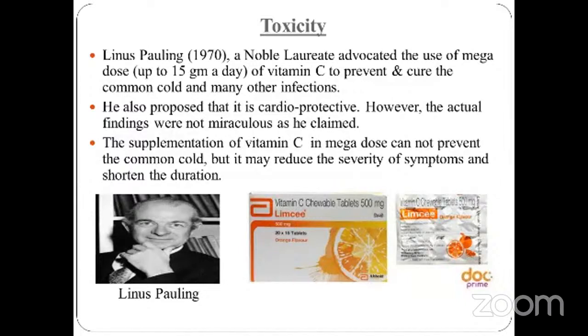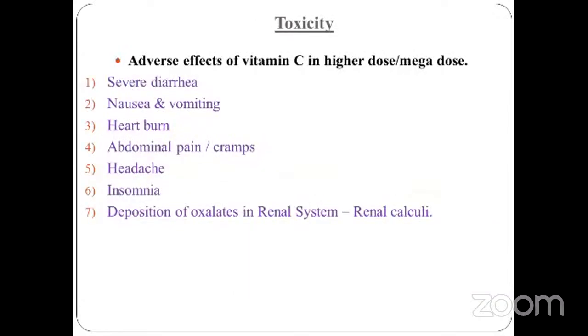Okay. So it cannot prevent the common cold, but it reduces the severity of symptoms and shortens the duration. So we can prescribe the Limcee chewable tablet 500 milligram once a day for about 10 or 15 days, depending on the condition of the patient.